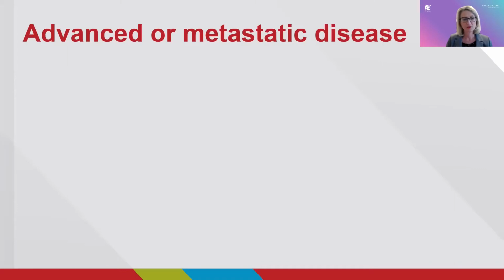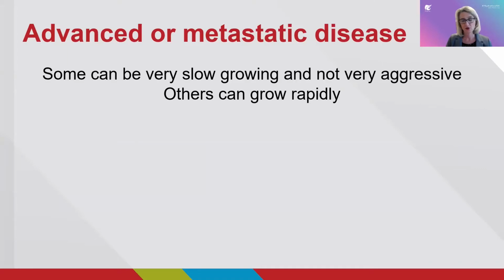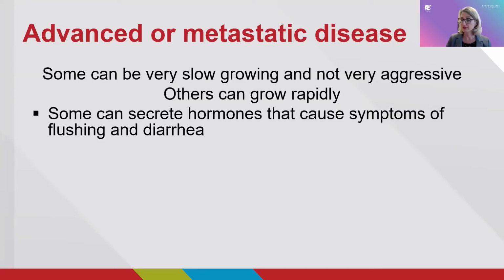So with advanced or metastatic disease, no two people again are the same. Some can be very slow growing and not very aggressive. Others can grow rapidly. Some can secrete hormones. So sometimes if your calcitonin is very high, that can cause symptoms of flushing and diarrhea. And so those need to be addressed, as well as the spots that it may be located.